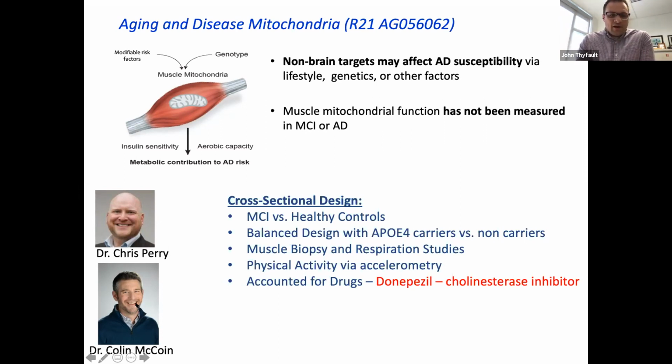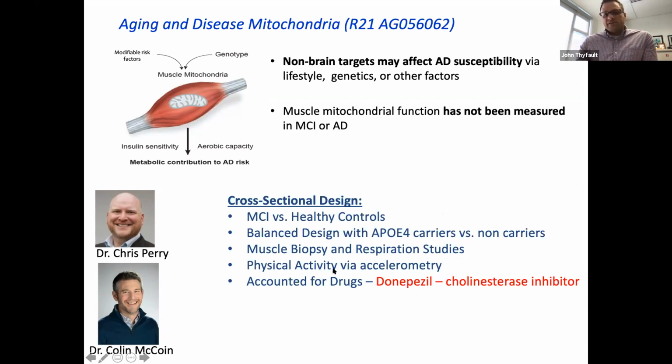And then Dr. Colin McCone, who was a postdoc and is now a research assistant professor in my lab, conducted these studies. And the idea was, again, just a cross-sectional analysis, MCIs versus healthy controls. We had a balanced design with ApoE4 carriers versus non-carriers, and that didn't really pan out to show much, but ApoE4 carriers are people who have a very high genetic risk for Alzheimer's. We did muscle biopsies and looked at respiration.